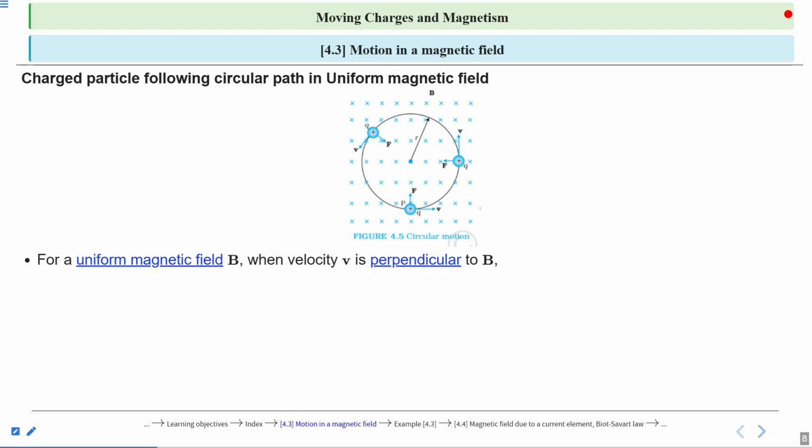So for uniform magnetic field B, when velocity V is perpendicular to B, the perpendicular magnetic force, q V cross B, acts as the centripetal force. In this condition, the magnetic force, that is q V cross B, will act as centripetal force.